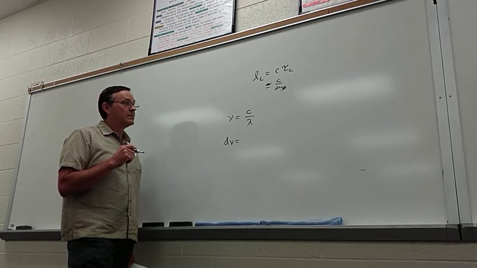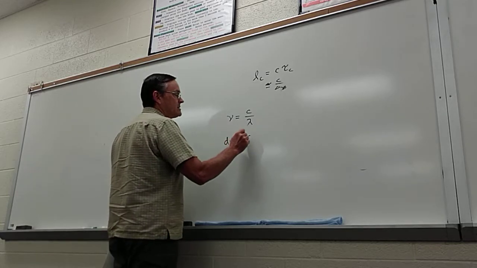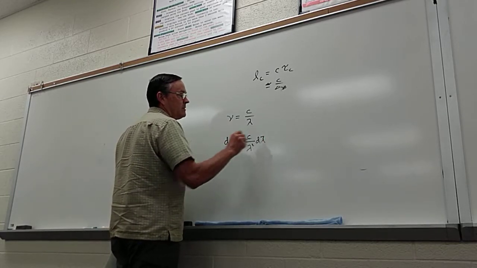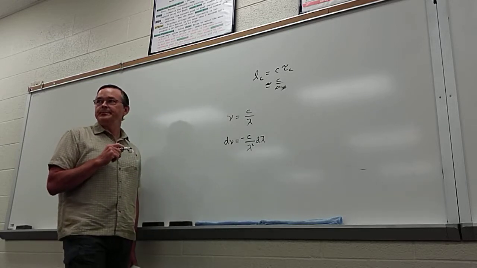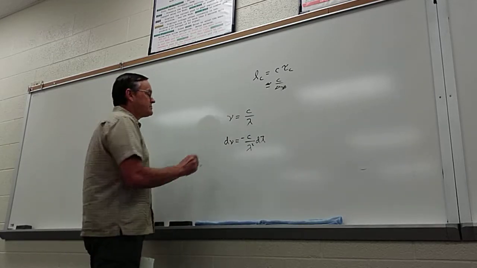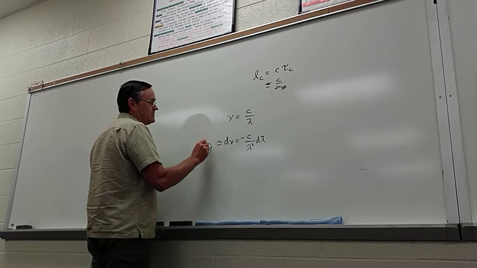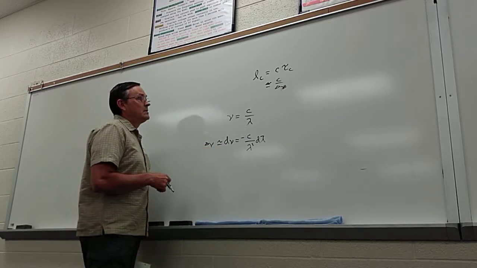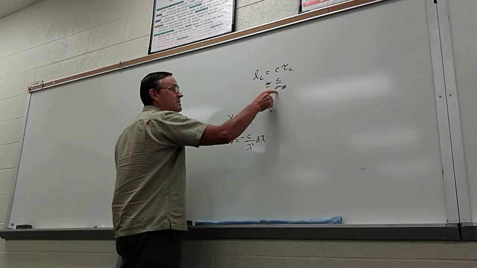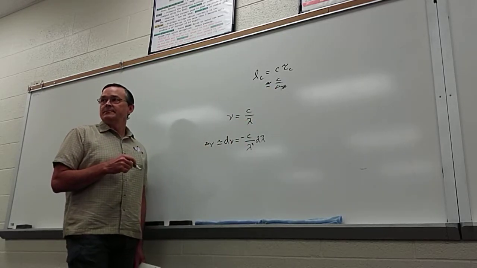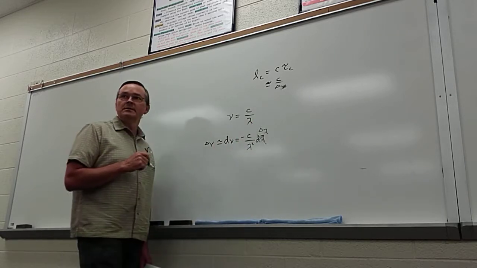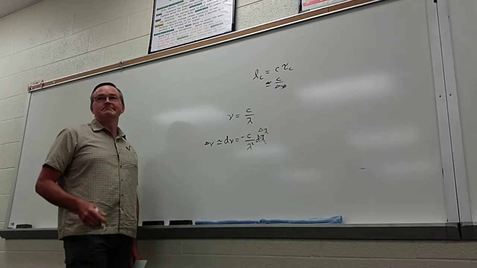Minus C divided by lambda squared. Minus C over lambda squared d lambda. Right? Okay. So this is about delta nu, right? d nu is delta nu. So we can just take this and put it in over there. And we can just rewrite that as delta lambda. Yeah. Thank you. There we go.